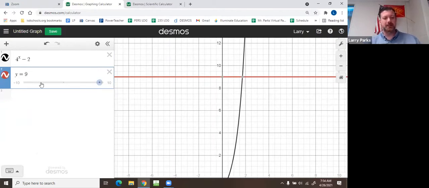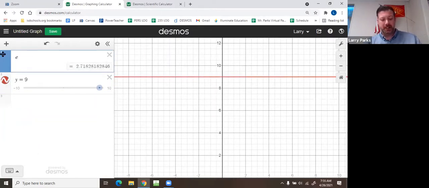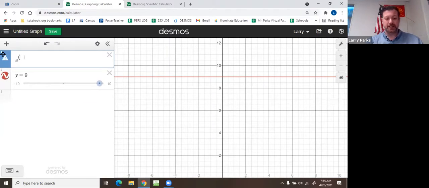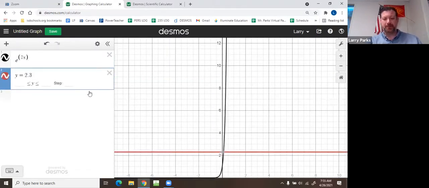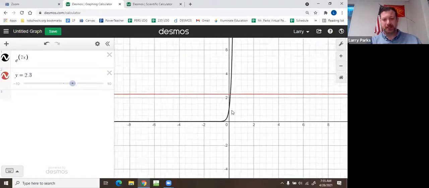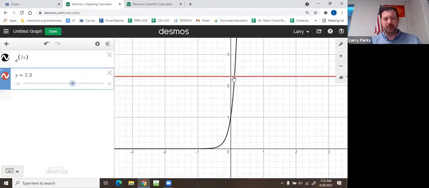The next one is e to the 7x equals 10.3. E to the 7x equals 10.3. So these are super easy if you have Desmos or a graphing calculator. I get 0.119.